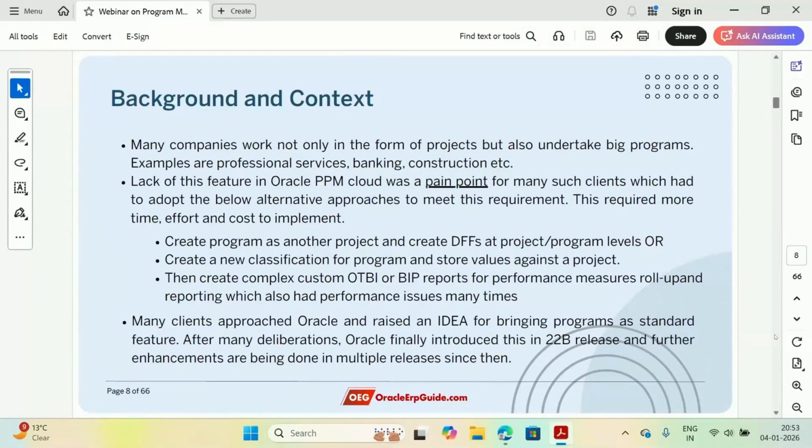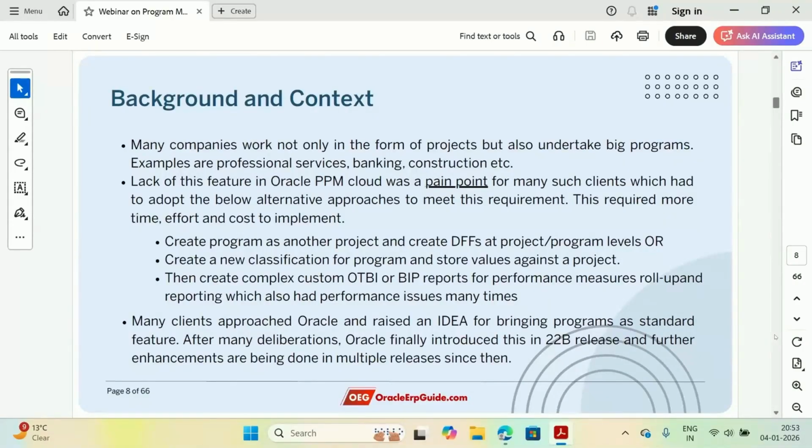So it was a pain point for those clients who work not only in the form of projects but also in the form of programs, but this feature was not there. At that time, they had to adopt some alternative workarounds or approaches to meet the same requirement. But that required a lot of time, effort, and cost to implement.